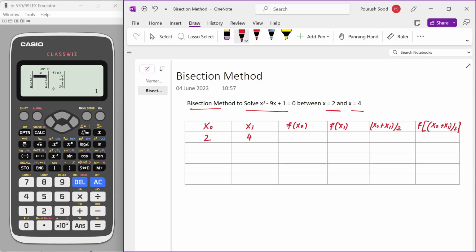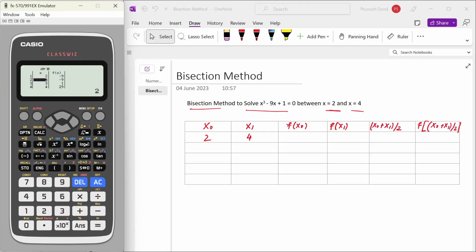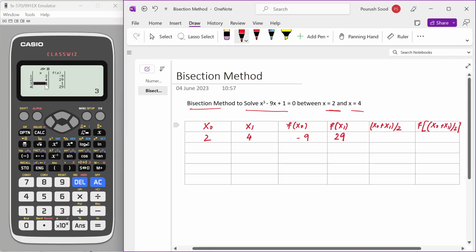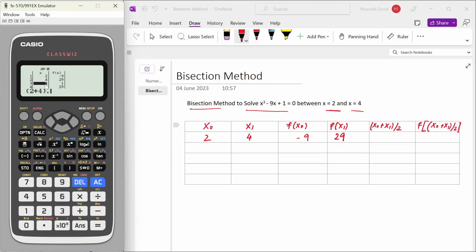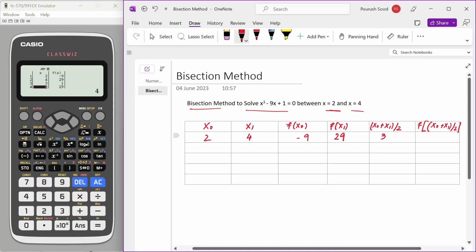We enter the same in our calculator. For x equal to 2, f of x is minus 9, and for x equal to 4, f of x is 29. (x0 plus x1) by 2 would be 2 plus 4 divided by 2, which is 3, and the value of f of x for 3 is 1. Now f of (x0 plus x1) by 2 and f of x0 have different signs, so x1 becomes 3, because (x0 plus x1) by 2 is 3.